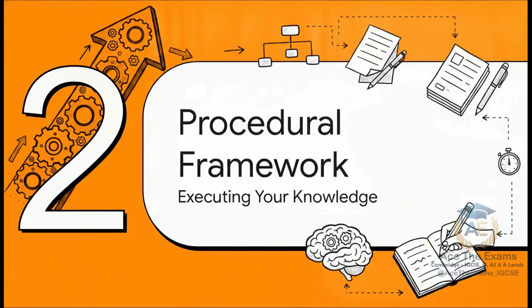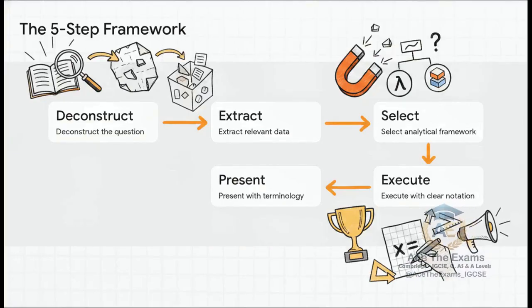Moving on to Section 2, the procedural framework. This is how you actually execute that conceptual understanding on paper. Examiners want to see a very specific, almost tactical progression when you approach a kinematics problem. Step 1 is tearing the prompt apart and completely deconstructing the question. Step 2 is extracting the relevant data from the given texts or tables. Step 3, you've got to select the right analytical framework, like deciding whether you need to integrate velocity to find displacement based on the time intervals they gave you. Step 4 is executing your math with perfectly clear notation. And Step 5 is presenting your final answer with the correct terminology. Guys, this sequence right here, it's the structural heartbeat of a perfect answer.